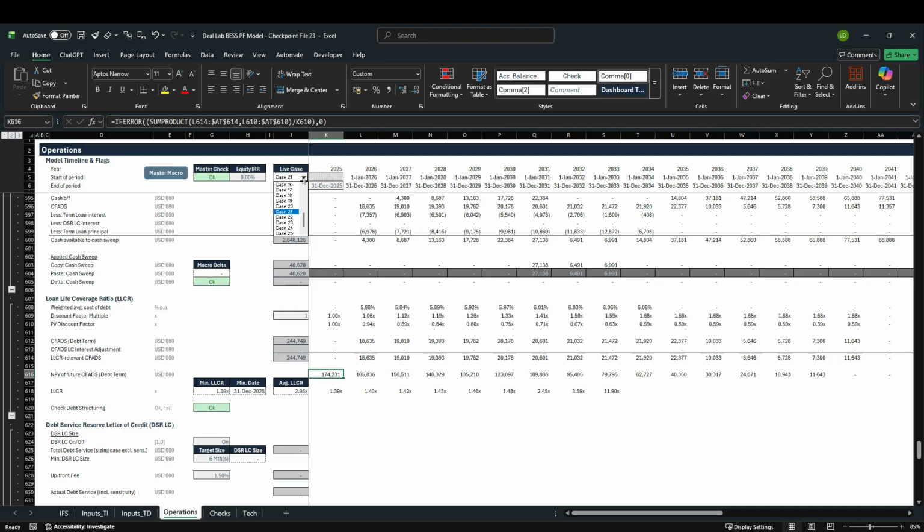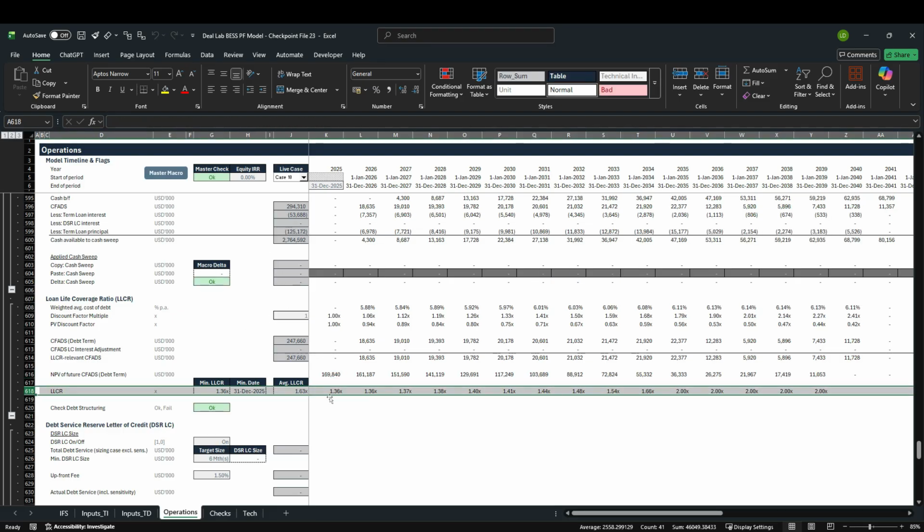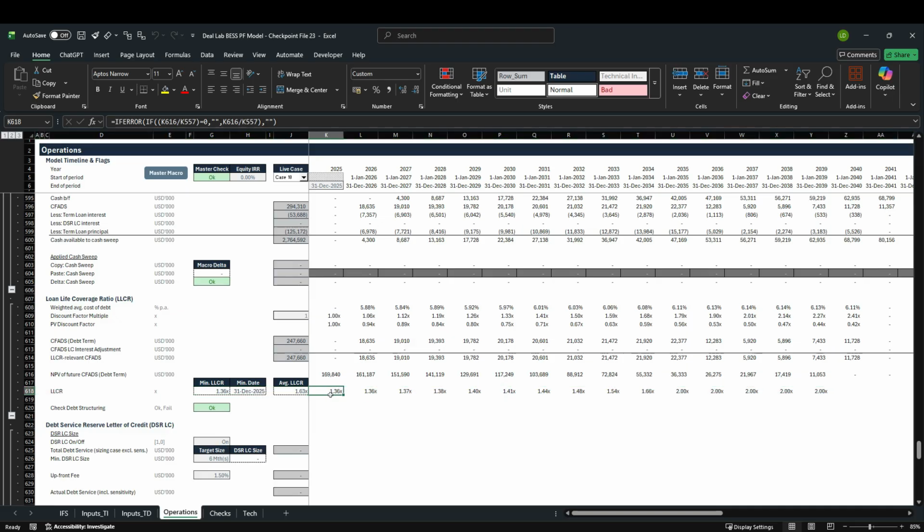Now let's see what that same case would look like under case 18. And here you will see that our LLCR starts out right around our contracted DSCR metric of 1.3 and then slowly gravitates towards the DSCR of our merchant sizing target of 2.0.